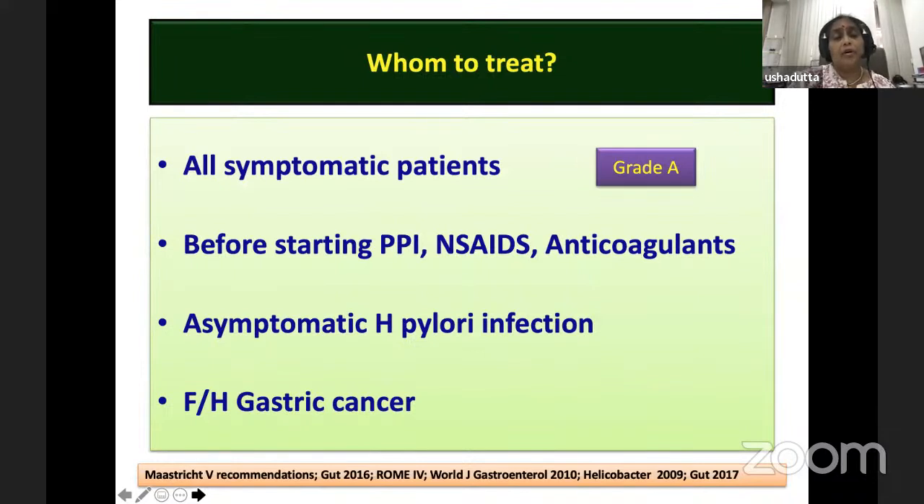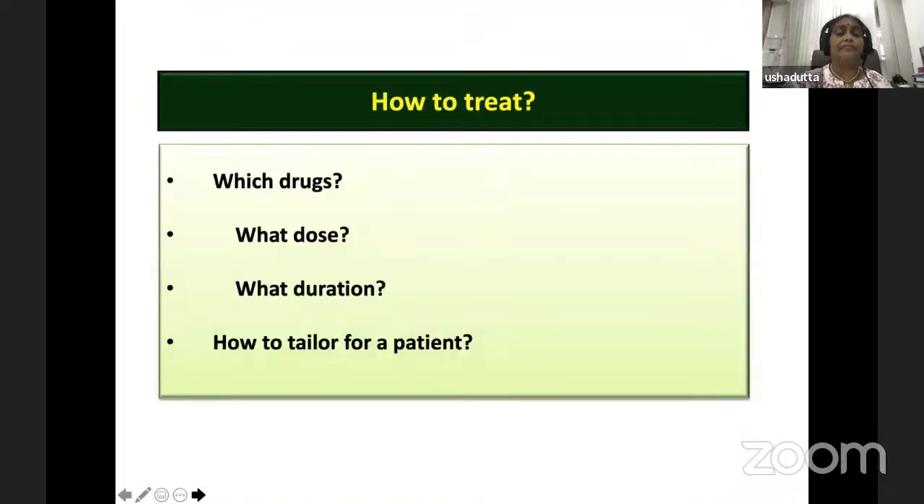Whom to treat? All symptomatic patients with H. pylori should be treated. All patients before starting long-term PPI, NSAIDs, or anticoagulants should be treated. All those with asymptomatic H. pylori infection should be treated, and those with a family history of gastric cancer should be treated. Essentially, if you see it, treat it, remove it, and test for eradication.